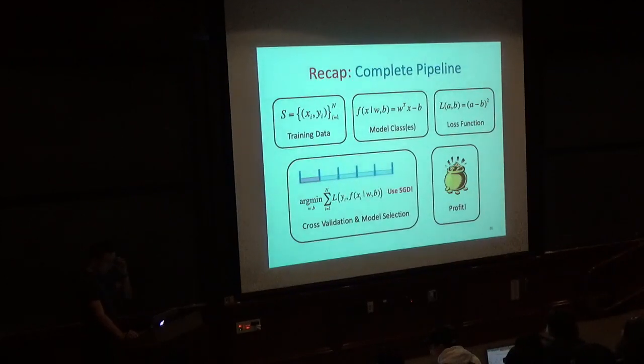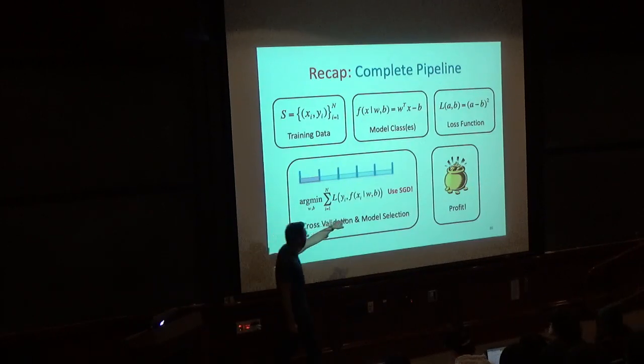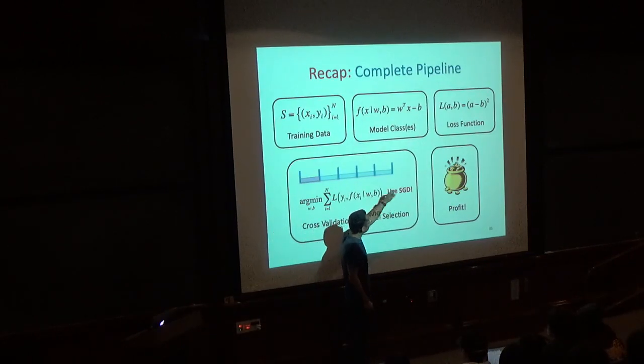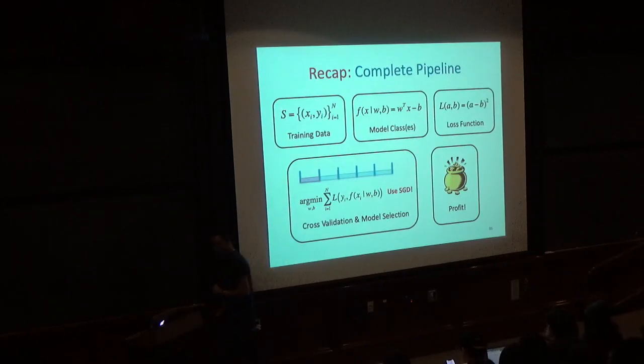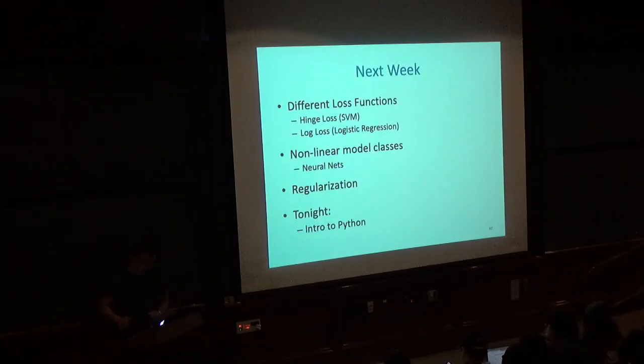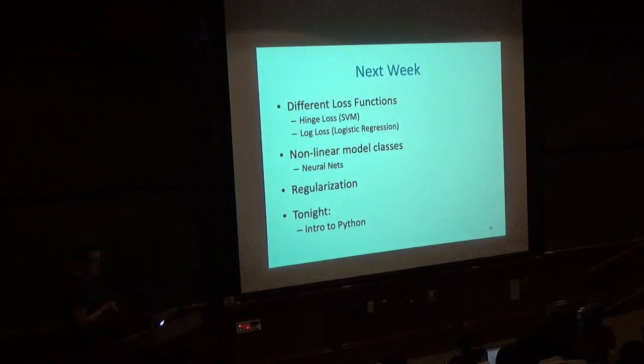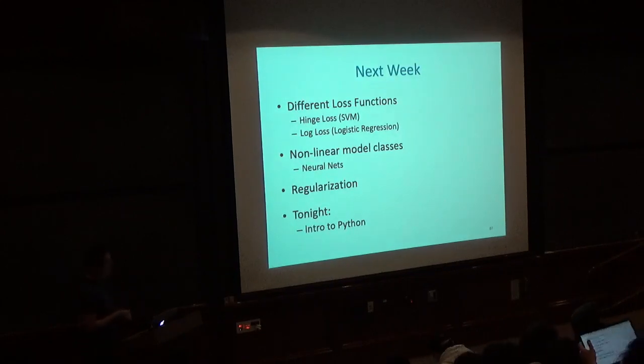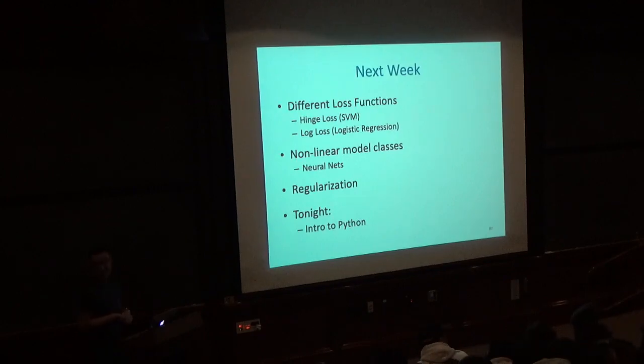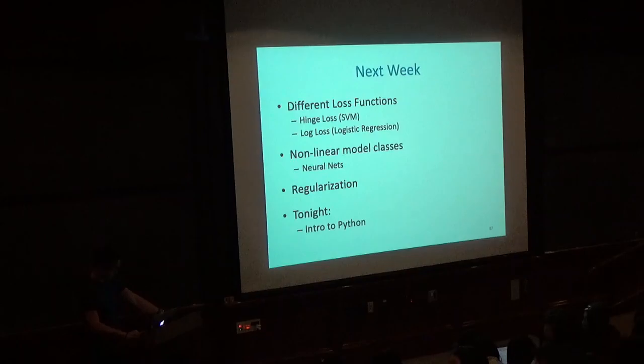Okay, so here's the more complete pipeline. Training data, model class, loss function, optimize the loss function with cross-validation, using stochastic gradient descent. So we just added this little term here to this complete pipeline after lecture 2. And that's it. Okay, next week we're going to look at different loss functions. We'll start to look at nonlinear model classes, and recitation tonight.